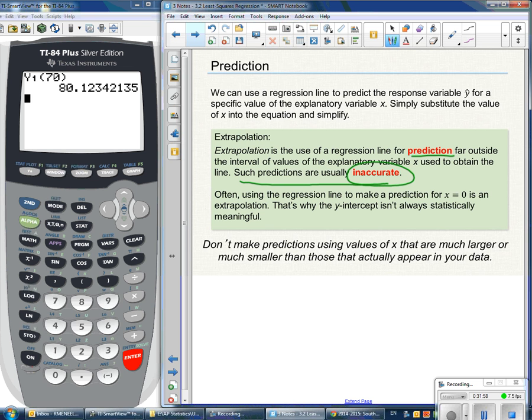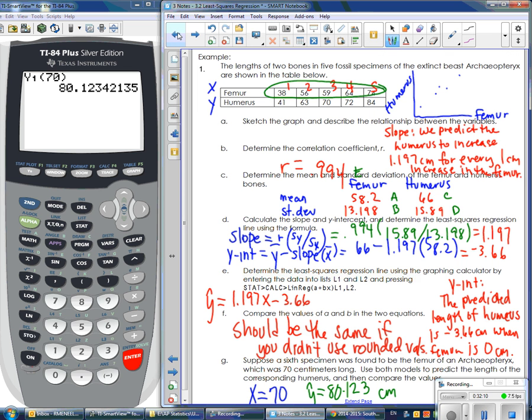And you also noticed, I think even in the last equation, that the y-intercept didn't make any sense. And that's because, again, when x equals 0, we're extrapolating. If we go back to our femur example, my data on the femurs went from 38 centimeters to 74 centimeters. So if I go back to 0, that's considered extrapolating. And notice that my y-intercept was nonsense. I mean, it doesn't make any sense to have a humerus bone that's a length of negative 3.66 centimeters.